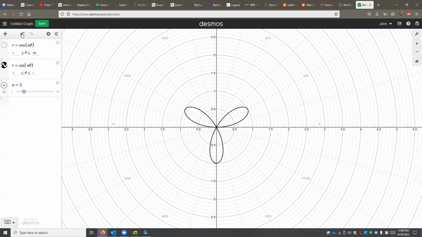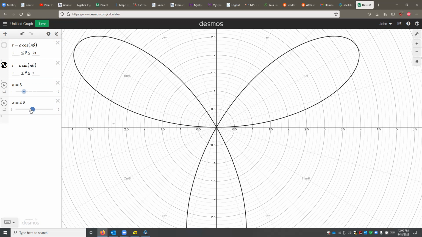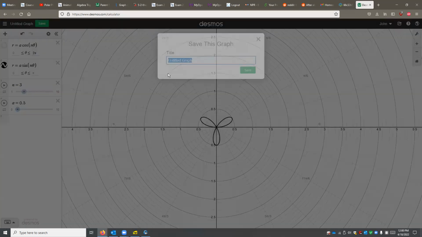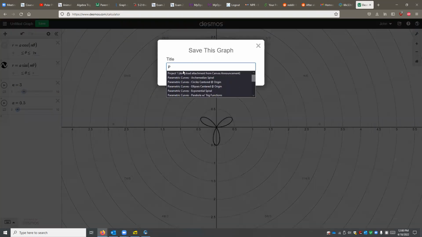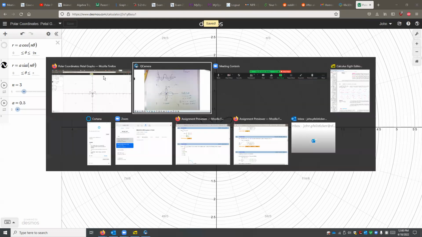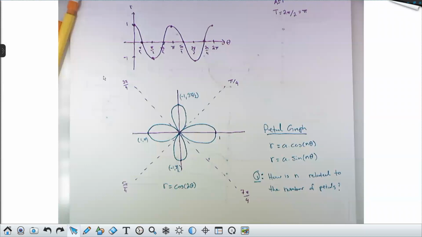Maybe I'll put an A for each of these. It's down here. And you can see how changing the coefficient in front changes things as well. I'll go ahead and save this one and post the link. I'll post that in your modules under the polar coordinate stuff. You can play with this.